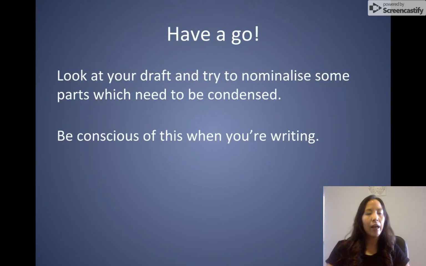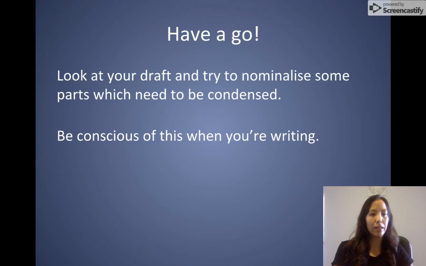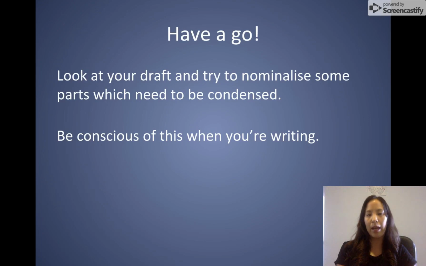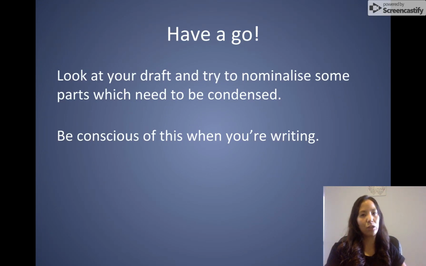And then I guess now it's up to you guys. So have a go. Have a look at your draft and try to normalize some parts which need to be condensed. And the other thing is be conscious of this when you're writing. So, think about those normalized words. Think about how you can normalize as you go so that it's not harder when you go back and try to restructure your whole sentence at the end.